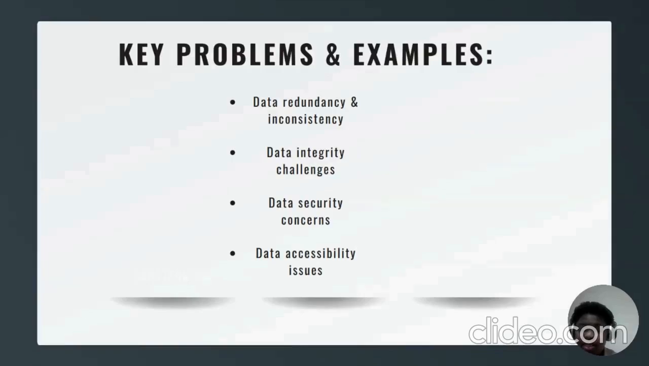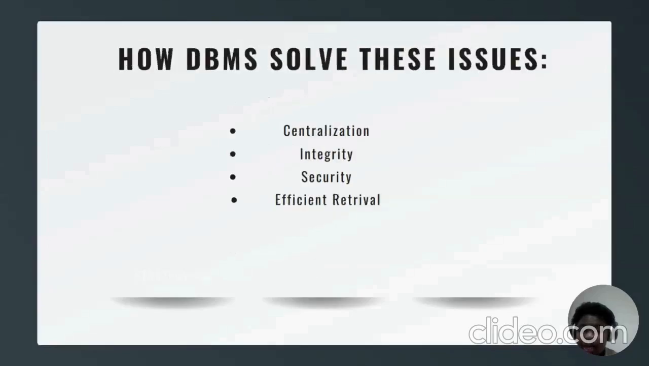As an example, picture a scenario where a company struggles with inconsistent customer data across various departments. The marketing team has one set of information while sales have another, leading to miscommunication and poor customer service. A DBMS can solve these by centralizing the data, ensuring consistency and accuracy across the board. So this is how a DBMS solves these issues.